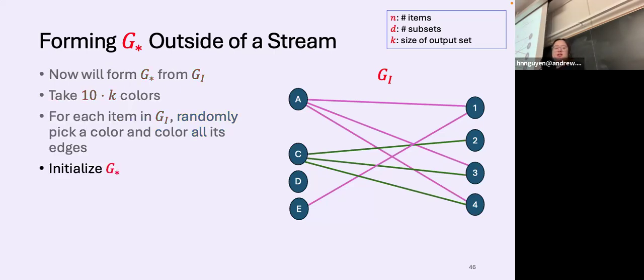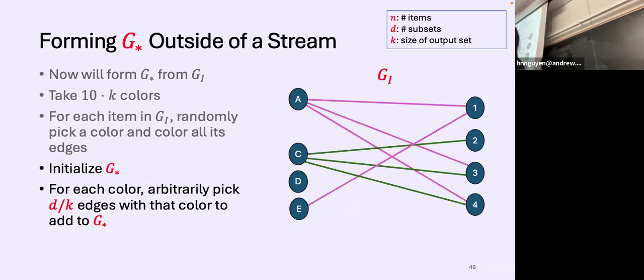And so let's initialize G star. Now for every single color, arbitrarily pick d over k edges with that color and add them to G star. So what are we doing here? We're essentially throwing all of these vertices into k buckets, I like to call it, and we're just taking d over k samples from each bucket. Does everyone sort of understand what I'm doing? Cool. Now I'm going to actually prove why this works. Why am I actually getting G star from this?